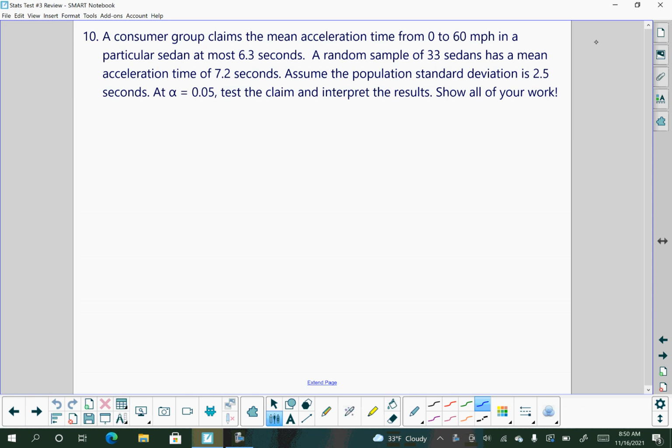Hi everyone, this is part 2 of your chapter 5 to 7 test review. In the next few problems, we're going to review hypothesis testing. So this was everything that we did in chapter 7 over the last couple weeks.